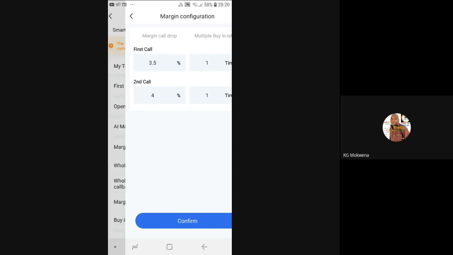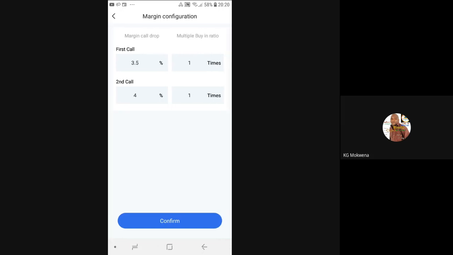Margin configuration, yes. So now business partners can see the margin configuration page. It's appearing. This margin configuration is what we have set ourselves. For those who can see, it's divided into two columns. The column on the left-hand side has a heading of margin call drop.